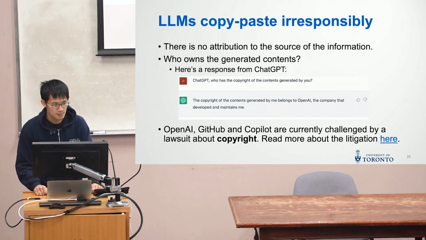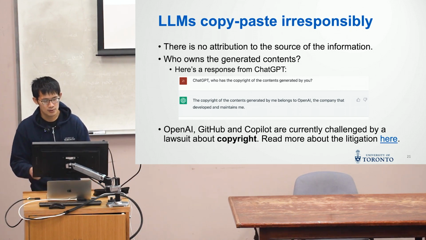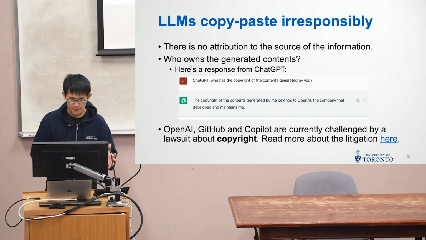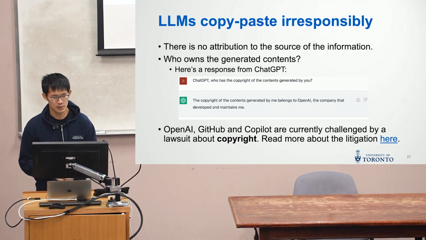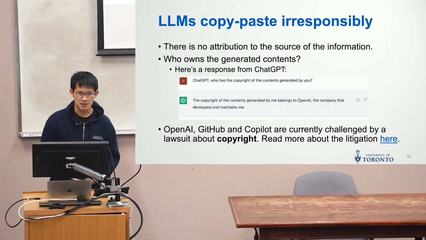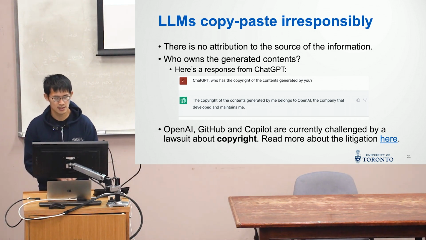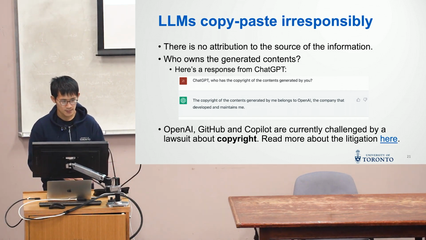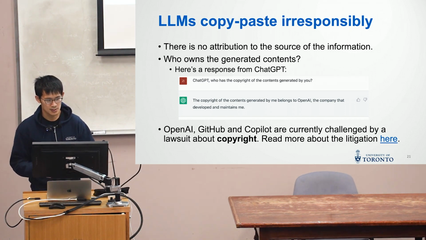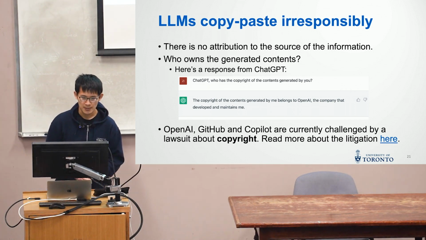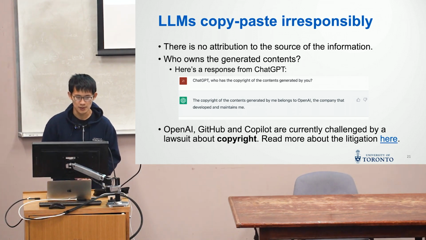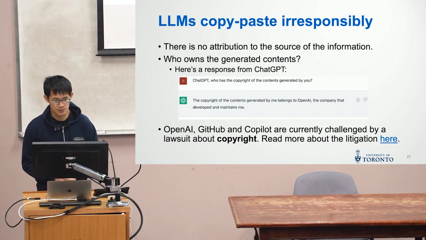The generated contents, if you prompt it properly, could be very, very similar to some copyrighted material. So if the generated content is almost the same as some copyrighted material, are you still going to have the copyright of the contents that are generated by yourself if you prompt ChatGPT? There are a lot of questions that remain under heated debate. And recently, OpenAI, GitHub, and Copilot are challenged by a lawsuit. If you're interested in following the updates of the lawsuit, you can Google OpenAI, GitHub, and Copilot lawsuit.